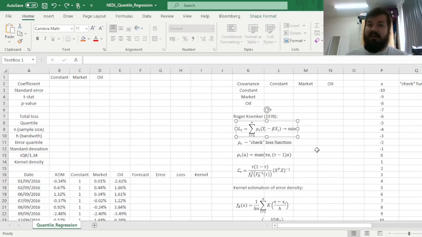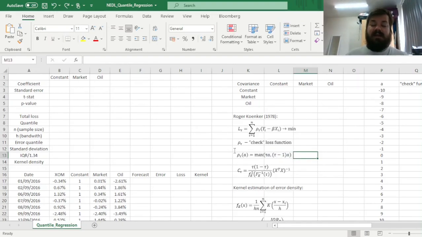What is the functional form of rho subscript tau, though? Well, rho subscript tau of some argument a is simply the maximum of two expressions: tau times a, or tau minus 1 times a. And the reason it is called the check loss function is the form its graph takes. So let's see it for ourselves.